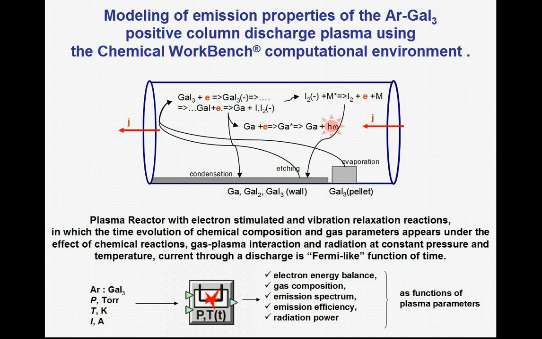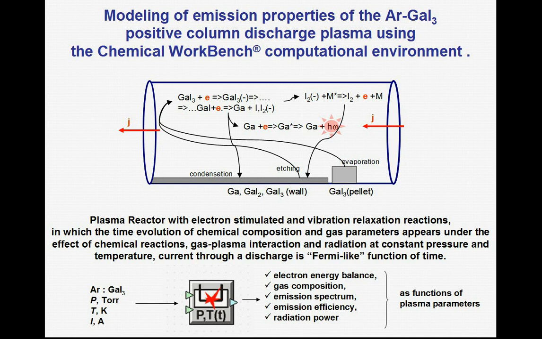In this model, current through a discharge is set by hand and is a Fermi-like function of time, and electric field intensity is determined in a self-consistent manner by current density in plasma. The reactor model is based on numerical solution of the Boltzmann kinetic equation for electron energy distribution function in low-temperature plasma and determination of rate coefficients of electron-induced chemical reactions, energy distribution, and electron swarm parameters in gas discharge.